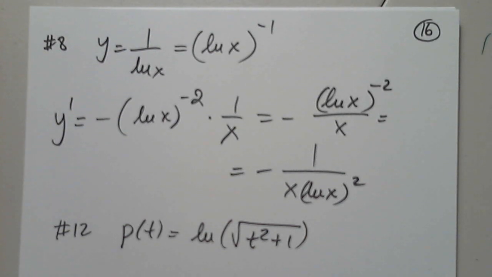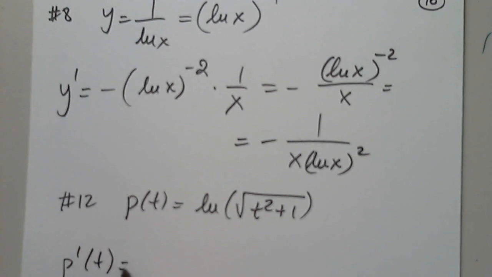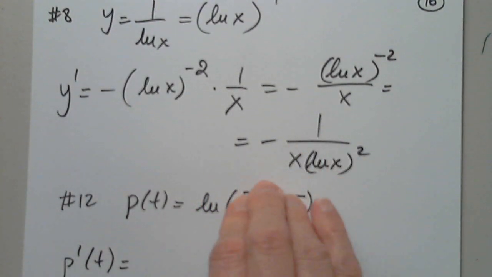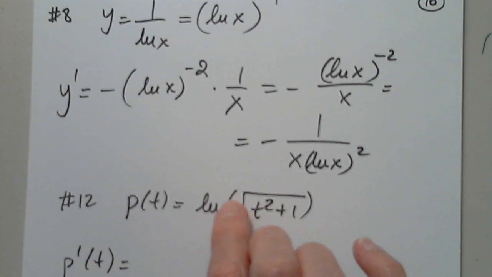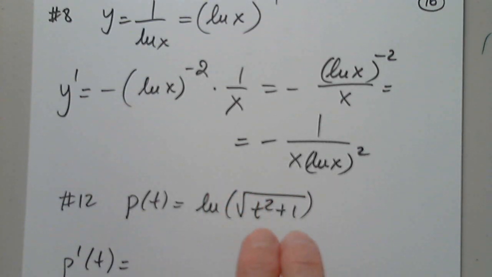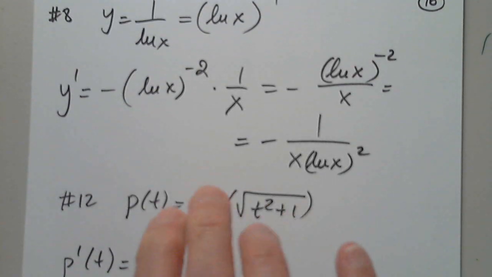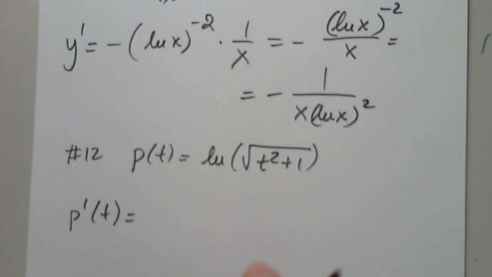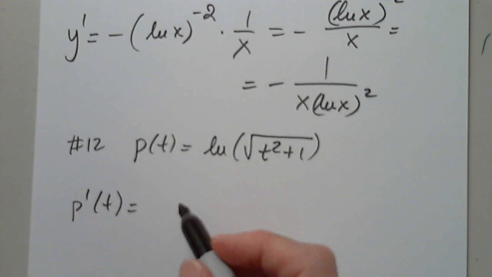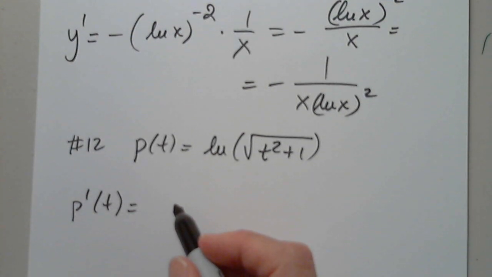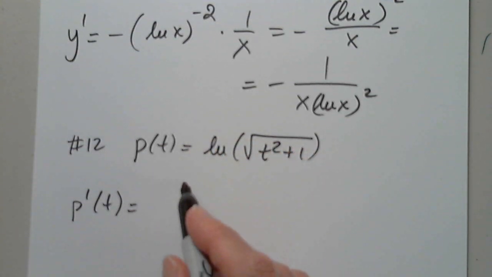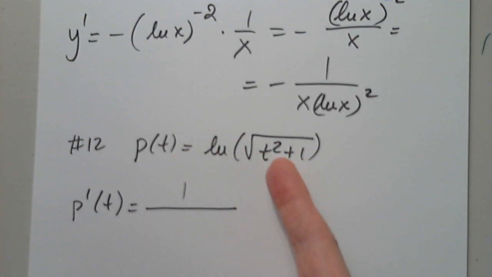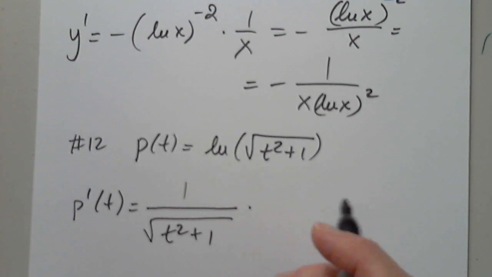Okay. So P prime of t, I have natural log of an inner, then I have the square root, and then I have the innermost. Outer, inner, innermost. So we need to differentiate natural log. Can anyone tell us what to write for natural log? Natural log, 1 over the square root of t squared plus 1. That's it. We are done with natural log.